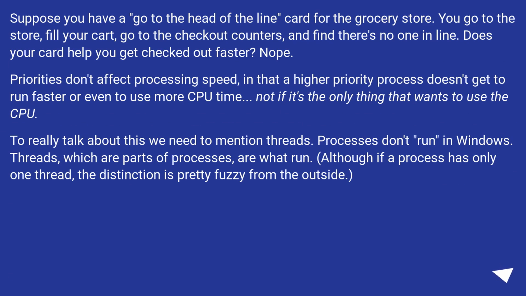Suppose you have a go-to-the-head-of-the-line card for the grocery store. You go to the store, fill your cart, go to the checkout counters, and find there's no one in line. Does your card help you get checked out faster? Nope. Priorities don't affect processing speed, in that a higher priority process doesn't get to run faster or even to use more CPU time. Not if it's the only thing that wants to use the CPU.